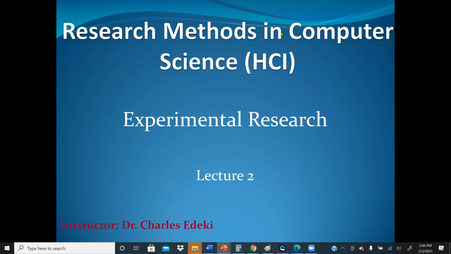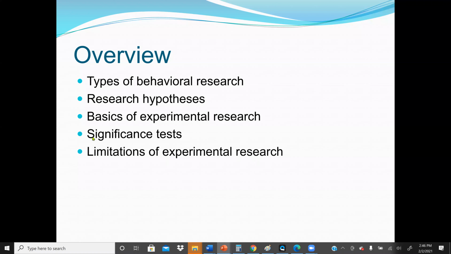So again, this is research method in computer science. Actually, it's HCI, human-computer interaction. Lecture number 2, experimental research. We mentioned significance testing, which is the same as hypothesis testing. This is one of the traditional statistics methods of testing, testing a sample to see if it's the same as previous knowledge of the population.